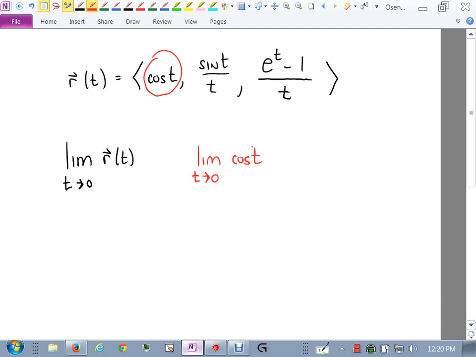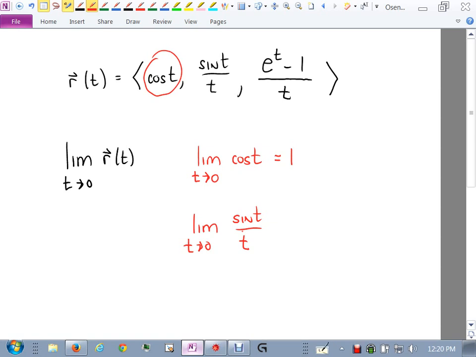Is there even a problem plugging 0 in, doing just a direct substitution? Let t be 0, what do we get? Cosine of 0 is 1, right? So the first component function is a non-issue. It's just a direct substitution into a function, and we get 1. Everything's good? Okay, next one. The limit as t goes to 0 of sine t over t.